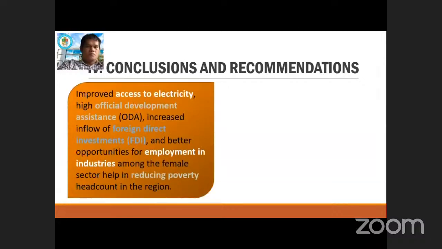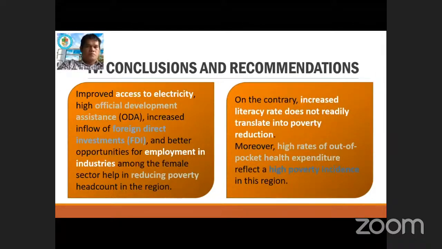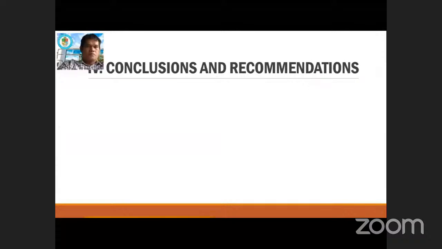In conclusion, improved access to electricity, high official development assistance, increased inflow of foreign direct investments, and better opportunities for employment in industries among the female sector help in reducing poverty headcount in the region. On the contrary, increased literacy rate does not readily translate into poverty reduction. Moreover, high rates of out-of-pocket health expenditure reflect a high poverty incidence in this region.